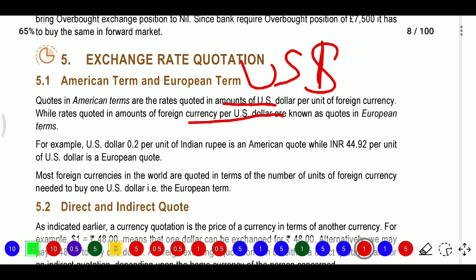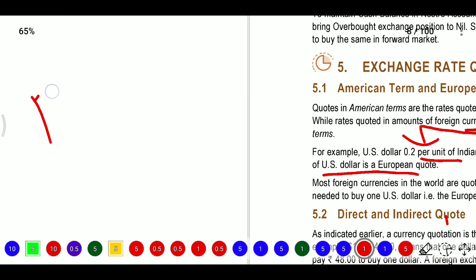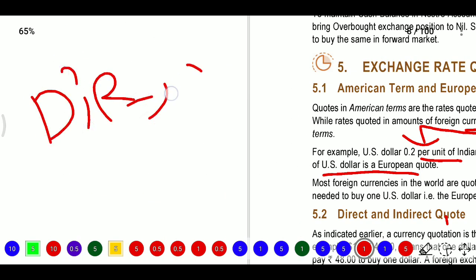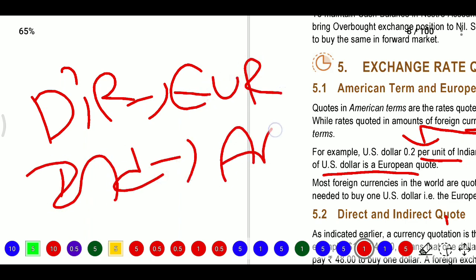For example, they provided US dollar 0.2 per unit of Indian rupee. So per unit of rupee is an American quote, while INR 44.92 per unit of US dollar is a European quote. So direct quote means European quote, and indirect quote means American quote.